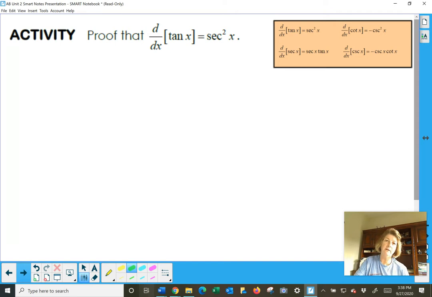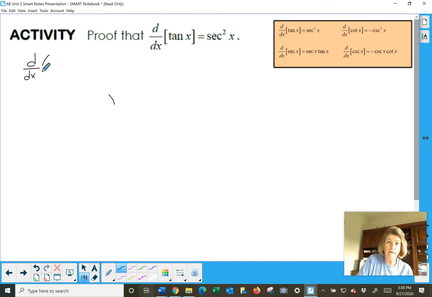Let's walk through the derivative of tangent to show you how that turns out to be secant squared. It's not too bad of a proof. So let's get a pen started here. If I want to take the derivative of tangent, I could say that I'm going to take the derivative of sine x over cosine of x, right? Those trig identities just come in so handy. All right, now I see a quotient. So let's use quotient rule.